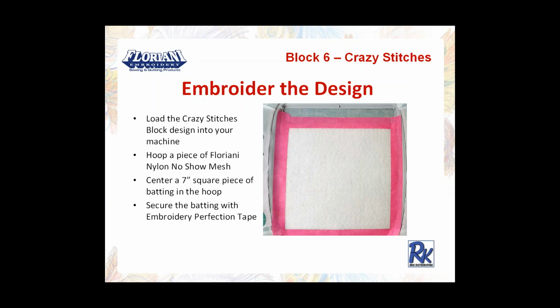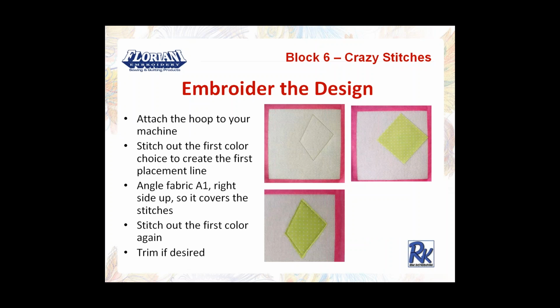So what you want to do to embroider is load the Crazy Stitches block design into your machine. You want to hoop up a piece of Floriani nylon no-show mesh. You want to get it nice and tight. Center a 7-inch square piece of the batting in the center of the hoop, and secure the batting along the edge with embroidery perfection tape. Make sure you get it right at the edge so you don't stitch over the tape. Next, you're going to attach the hoop to your machine and stitch out the first color, which is going to stitch out the placement line like you see in the first photo there.